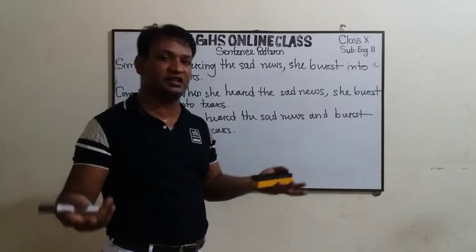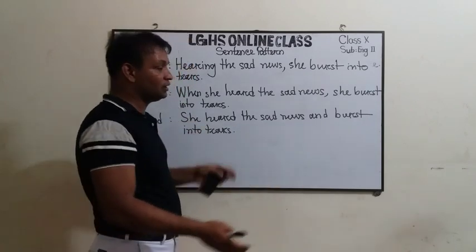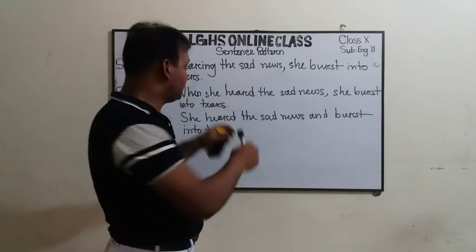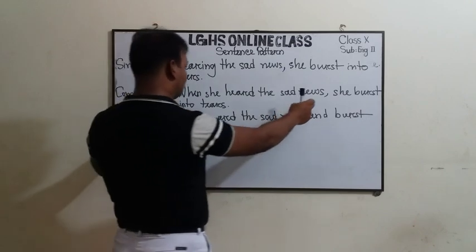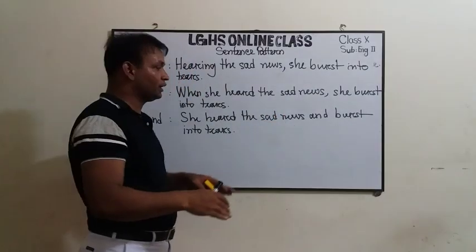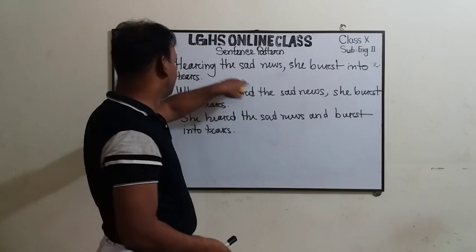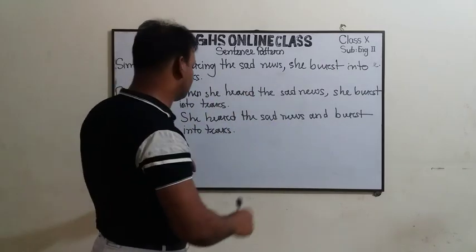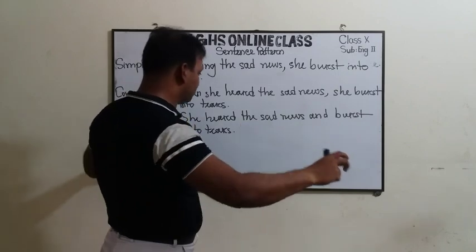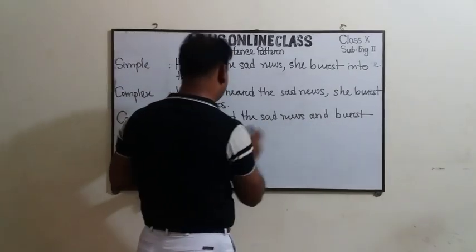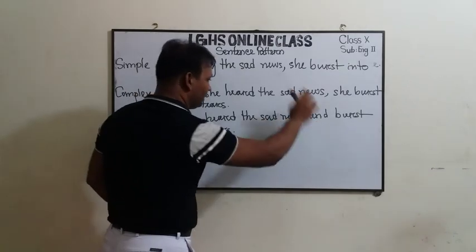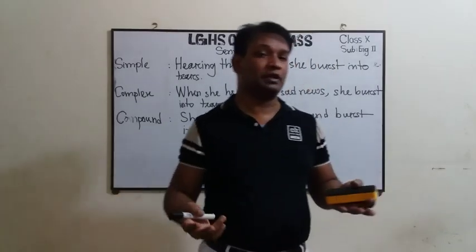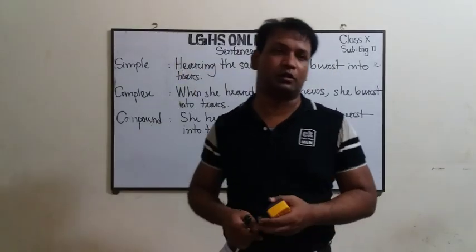functions like an adjective. In simple sentence, the preceding action has become a participle phrase, and this participle phrase has become a subordinate clause in complex sentence. This subordinate clause is introduced by when, and these two actions have become two coordinate clauses connected by and. Okay, following this technique, we can make many more simple, complex and compound sentences.